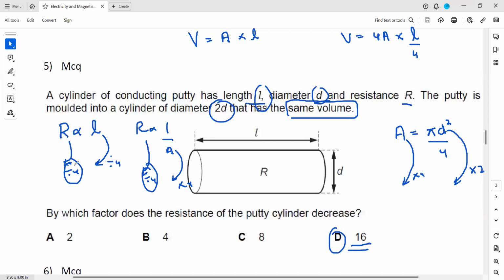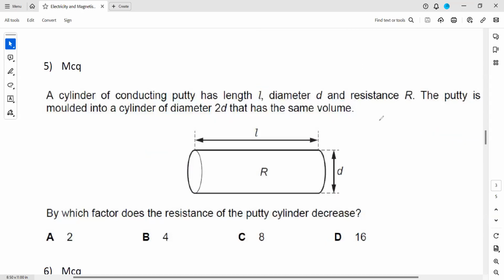So there is also another method to do this question. You can use the formula R1 A1 over L1 equals R2 A2 over L2. Where R1 is the resistance of the first wire, we say R. The area of the first wire, we said A. And the length of the first wire, we say L. R2 is the resistance of the second wire, and A2 is the area of the second wire.